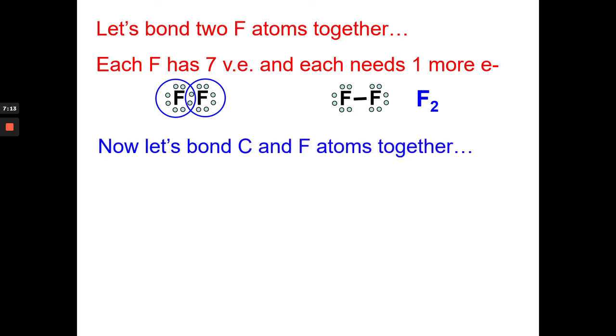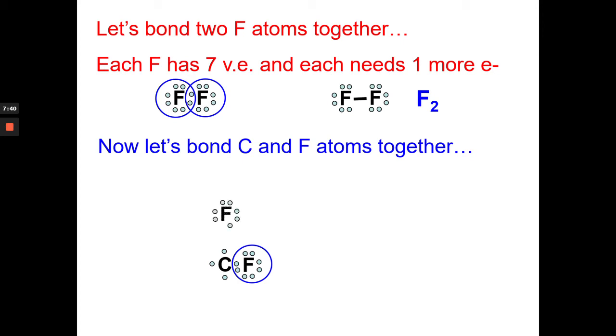Now, let's bond together a carbon and a fluorine. So, as you remember, carbon has 4 valence electrons, fluorine has 7. Neither is willing to give away electrons because they're both nonmetals, so they share. When carbon shares one of its electrons with fluorine, that fluorine feels 8 electrons, and it's energetically stable. It has a stable octet.